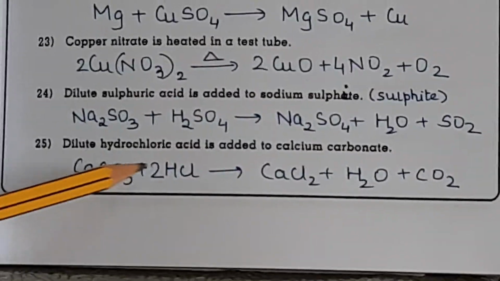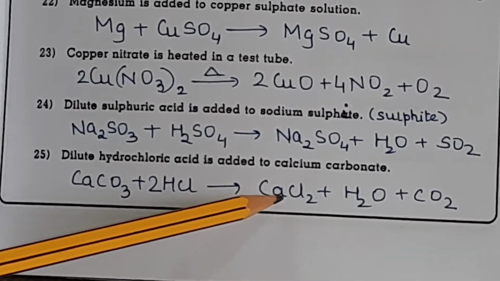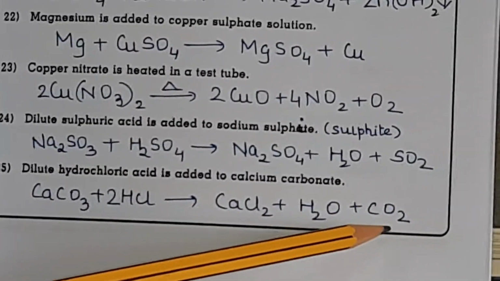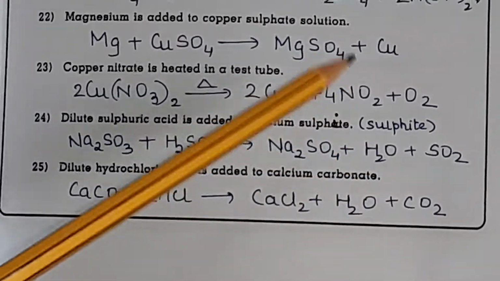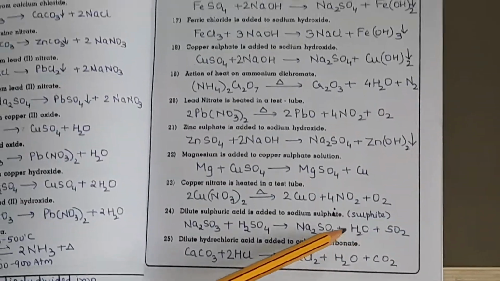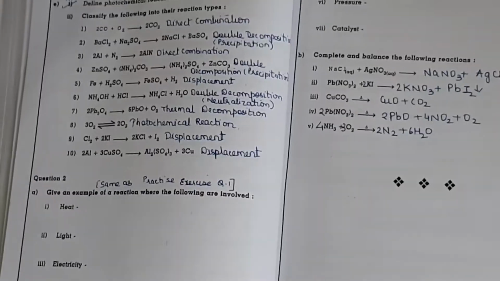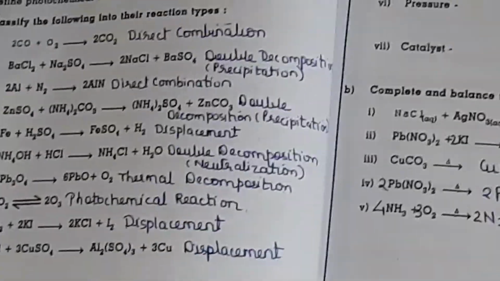So CaCO3 plus 2HCl will give you CaCl2 plus H2O plus CO2. Okay. So all reactions you have to practice by writing them properly. Okay, now we'll have a look at the next part. Okay, now next is E1.